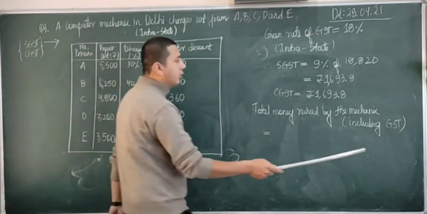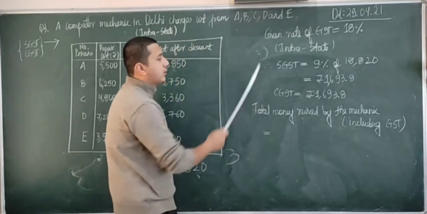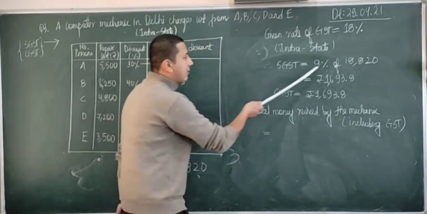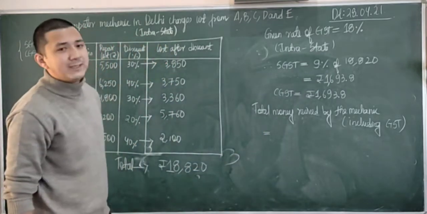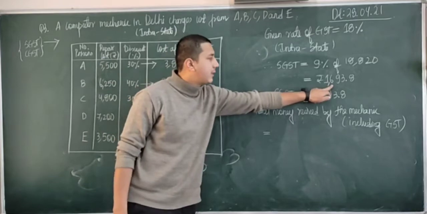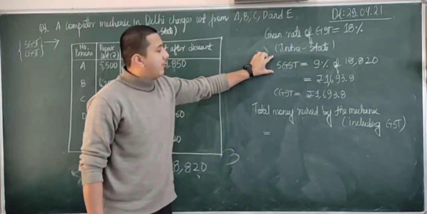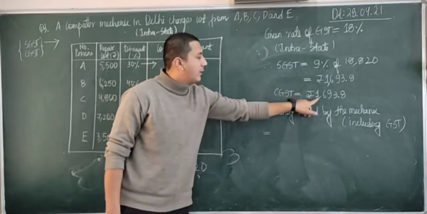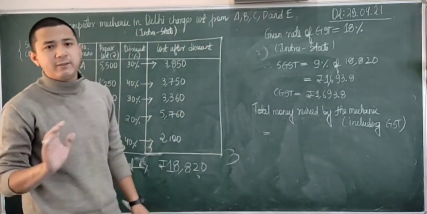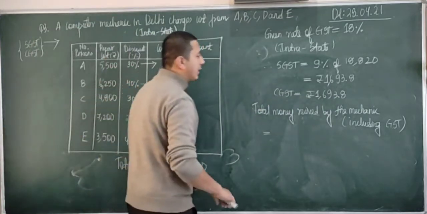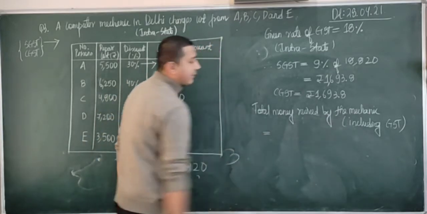Okay, so now what you do, you write down given rate, this intrastate transaction. So there will be 2 GST, SGST 9% of this, calculate. You will be getting 1693.8, which means 1693.8 is the state GST, and similarly you will be getting 1693.8, the same value will be for CGST also. Am I clear?